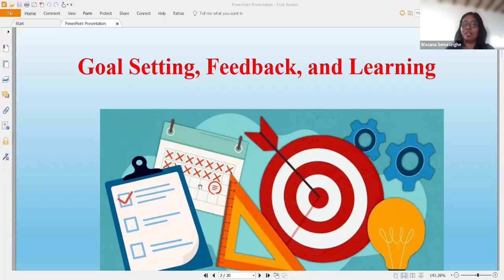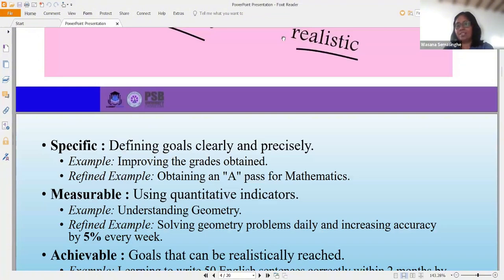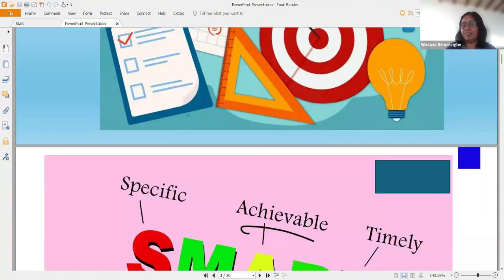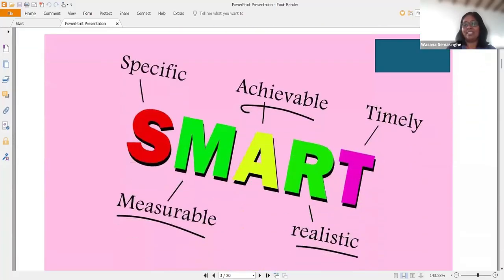Have you heard of the SMART framework? Yes. Our goals should be specific, achievable, timely, and measurable and realistic. Each letter stands for a word. S for specific, M for measurable, A for achievable, R for realistic, T for time or time bound, we say. Okay?